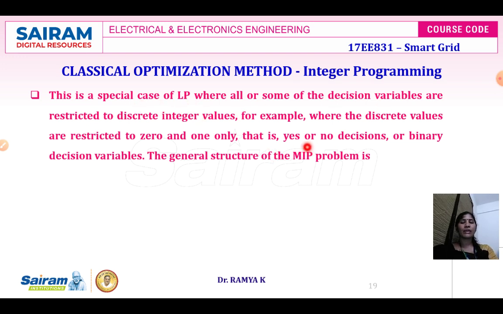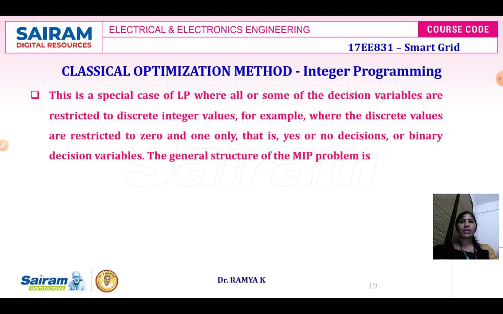Integer programming. Integer programming is a special case of the linear programming model, where all or some of the decision variables are restricted to discrete integer values. After writing the objective function, we will get the output as integer values. For example, when the discrete values are restricted to 0 and 1, that is a yes or no decision can be taken, or any binary decision, it could be either 0 or 1. Like that we can consider in the case of the integer programming model.